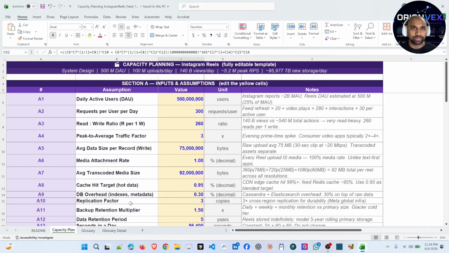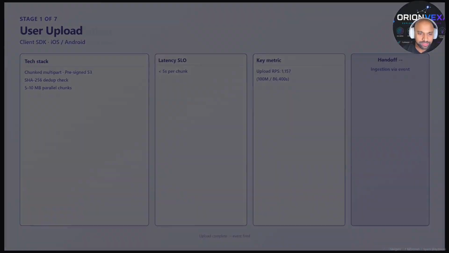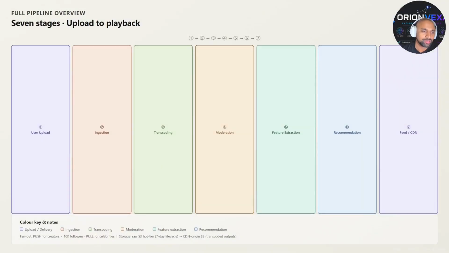Instagram capacity planning. So far, we have seen the system design and the capacity planning of the Instagram reel system. Now we will go ahead and see the end-to-end pipeline, how the data flow is happening, how the recommendation is going to happen. And let's see. There are 7 steps out there. Let's go one by one.